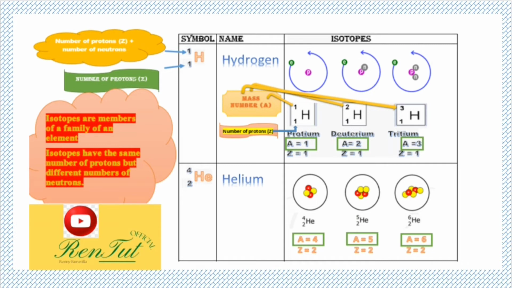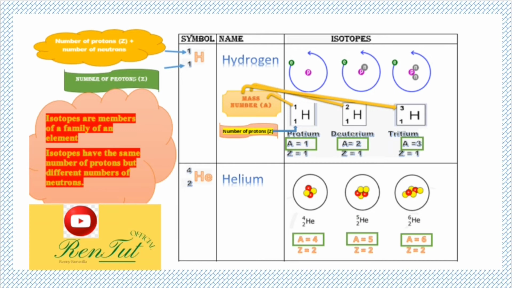Let's take an example of isotopes of helium. Helium has three isotopes. You can see Z is equal to 2 is common in all three isotopes. That means the number of protons in all three isotopes is the same. That is why Z is equal to 2.